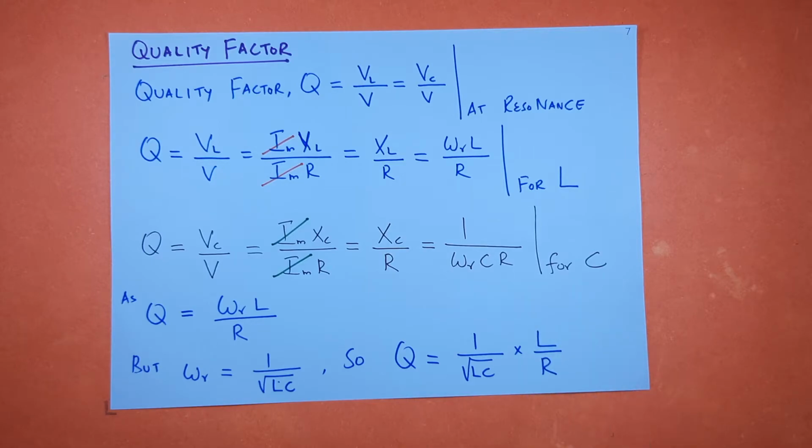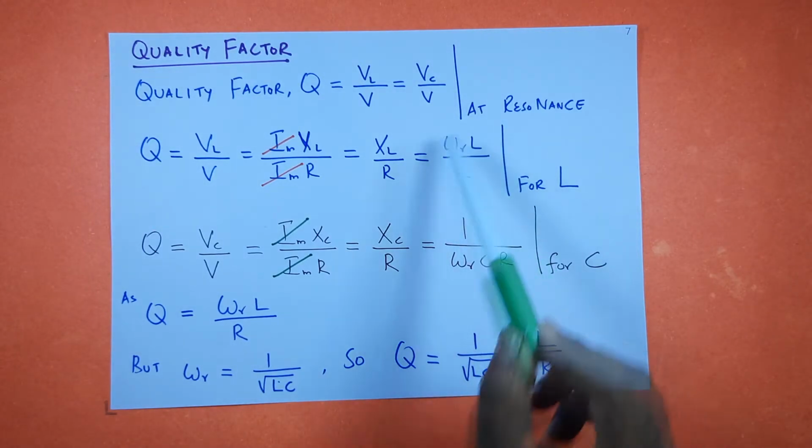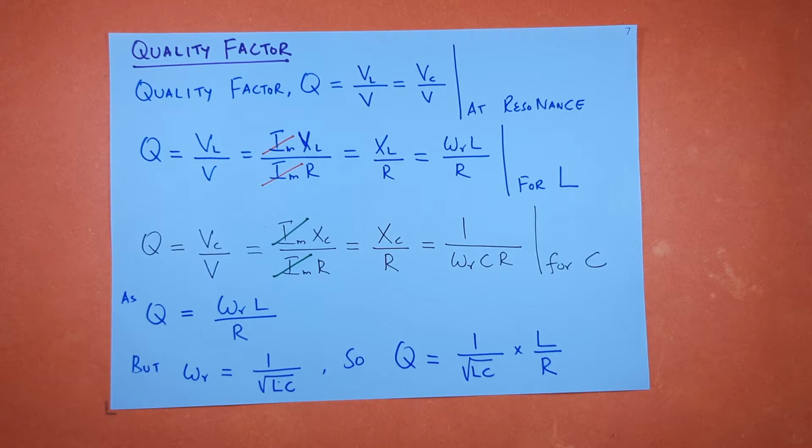This is for C. Now we will take this relation. Q equal to omega R L divided by capital R. But omega R, you have already seen, is 1 by square root of LC. So use this here. So Q equal to omega R, 1 divided by square root of LC, multiplied by L divided by R.